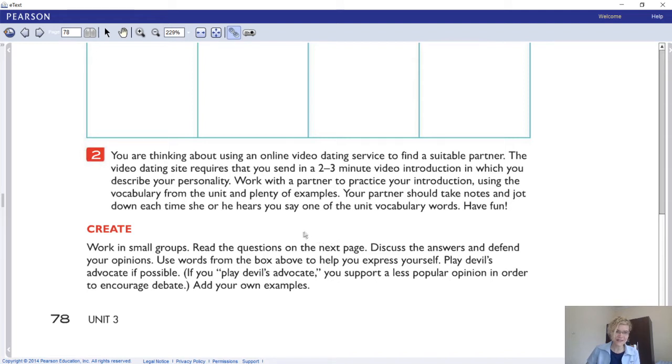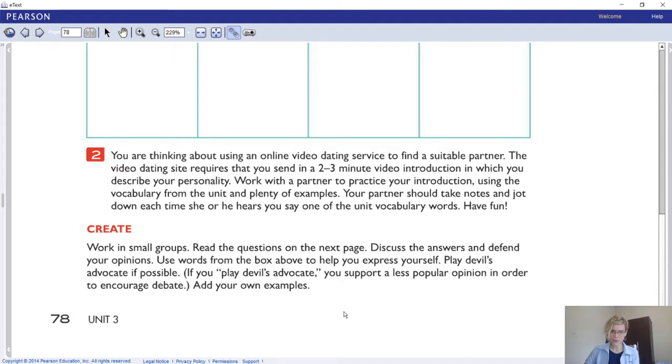Okay, so that brings us to create. Remember with the vocabulary, the first thing we do is review the vocab, then we expand using it in a different setting, and then we create something with the vocab. So there are questions on the next page, and you're gonna discuss the answers and defend your opinion.